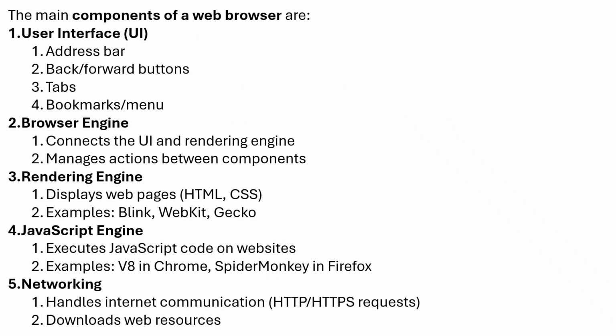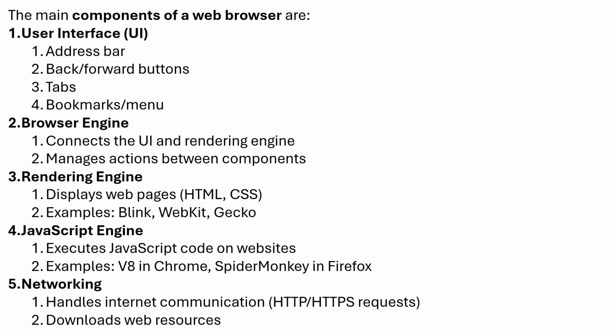Friends, the main components of a web browser are the user interface (UI), having an address bar which is mostly on top, then back or forward buttons, then tabs, then the bookmark menu.